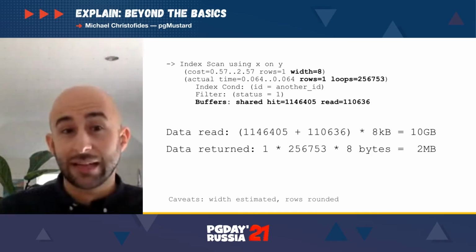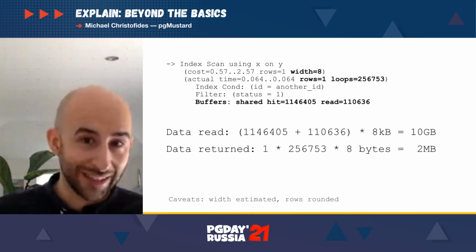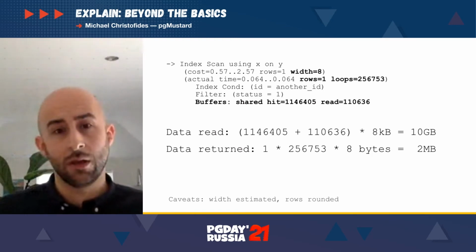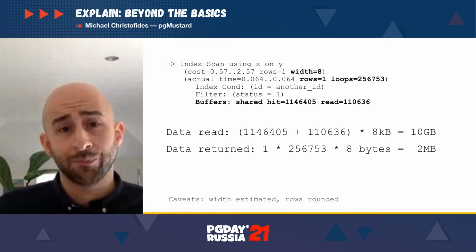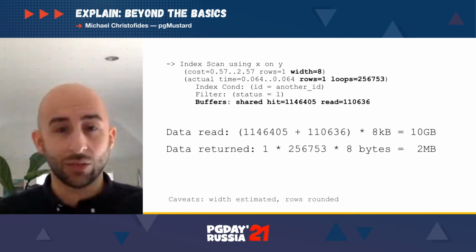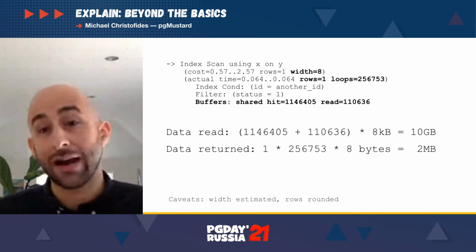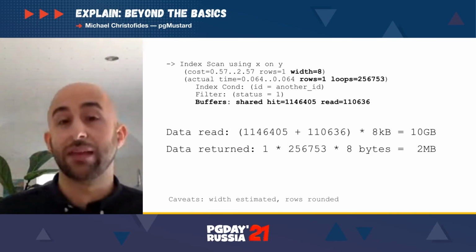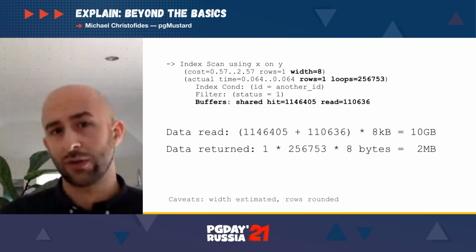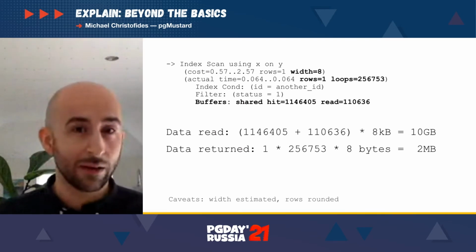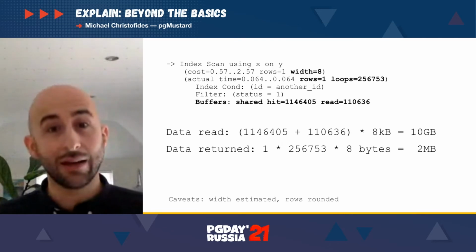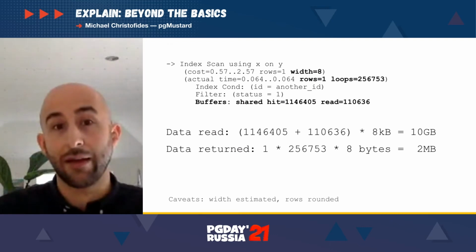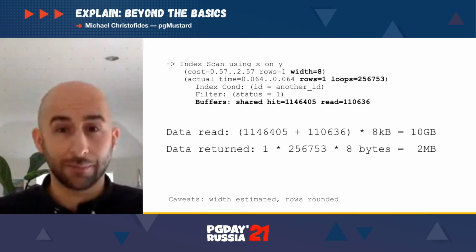Now, to get an idea of the data read, we can sum those together, times it by 8 kilobytes, and we see it's about 10 gigabytes in total. But the amount we're returning, if we times that single row by the number of loops times the 8 bytes, is only 2 megabytes. So this is a really good sign that there's likely a way more efficient way of doing this. It might not be an option for you, or it might be something to consider down the line. It might not be something you can optimize just for this query, but it's a sign that there's something inefficient going on, or possibly a sign of bloat.